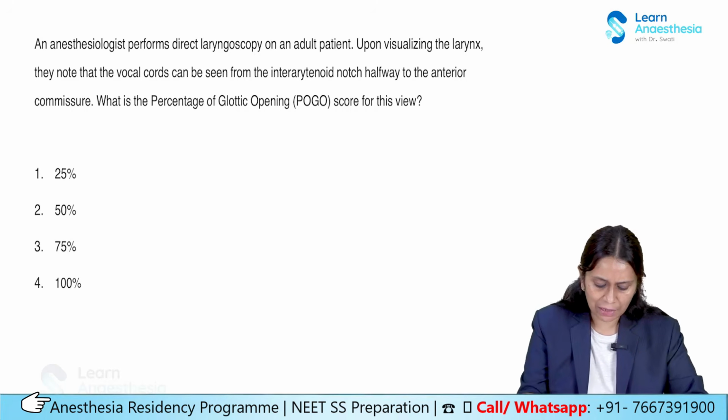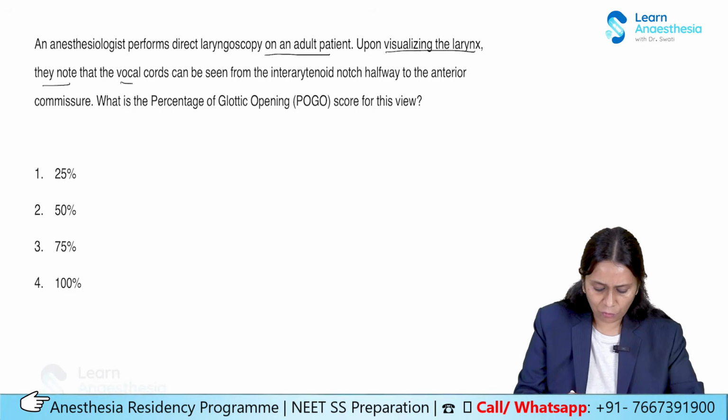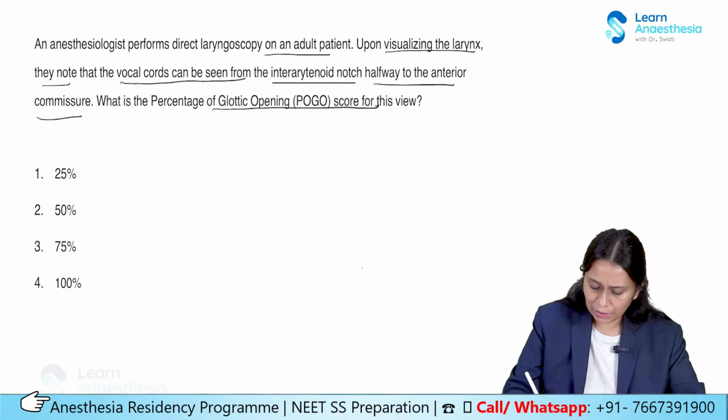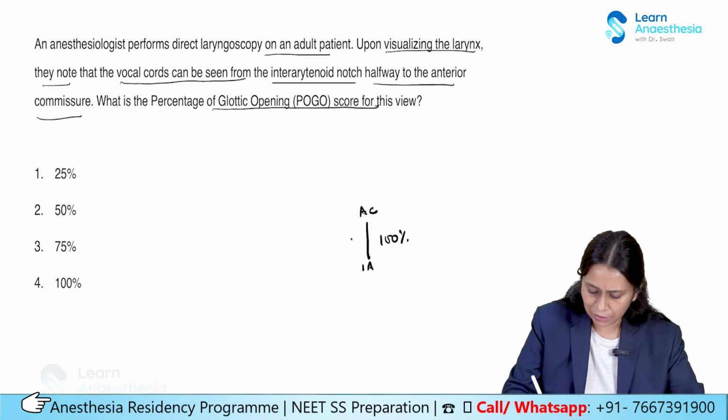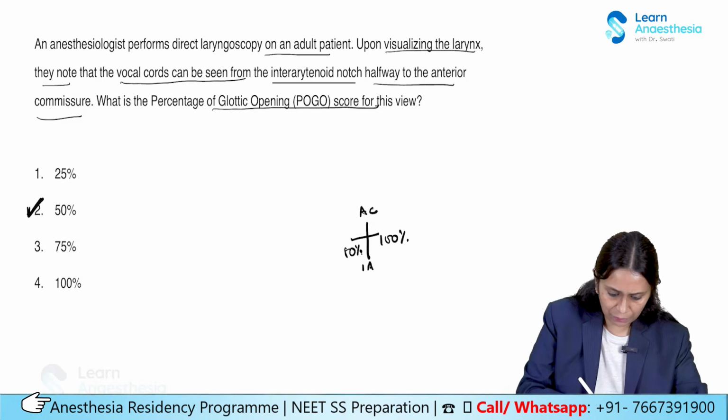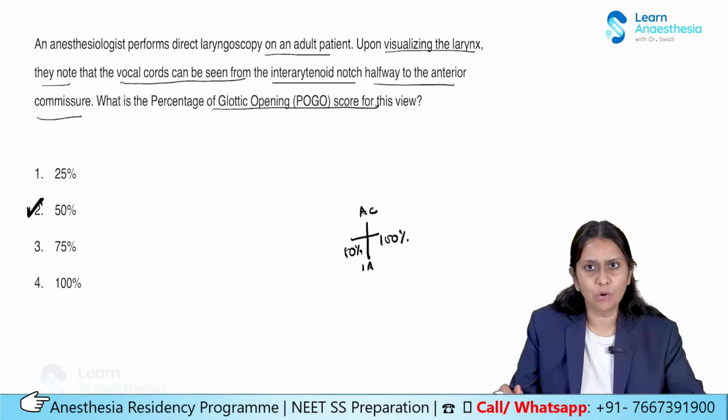So the first question. An anesthesiologist performs direct laryngoscopy on an adult. Upon visualizing the larynx, they note that the vocal cords can be seen from the interarytenoid notch halfway to the anterior commissure. What is the percentage of glottic opening score visible? So we have to see from the interarytenoid notch to the anterior commissure. If fully visible, it is 100%. They are saying it is halfway, so definitely the POGO score is 50%. Visualizing halfway makes the POGO score 50%.